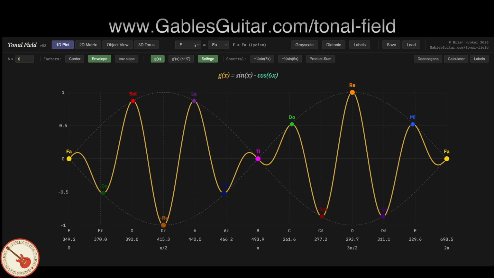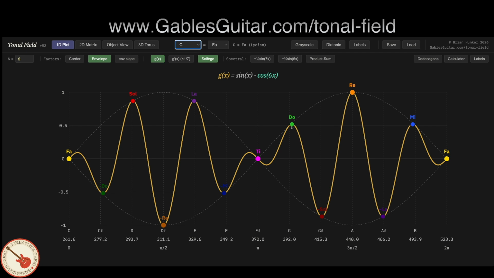So let me drop down the chromatic rotation. I'll change it to C Lydian. And you see what's happened. All of the x-axis has shifted to bring C in line with Fa. And that means that D will be Sol, E will be La, F sharp will be Ti, G will be Do. And that's C Fa or G Do, G major, if you want to be very reductive about it.